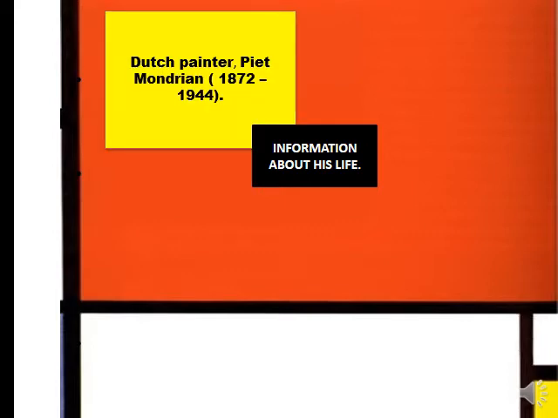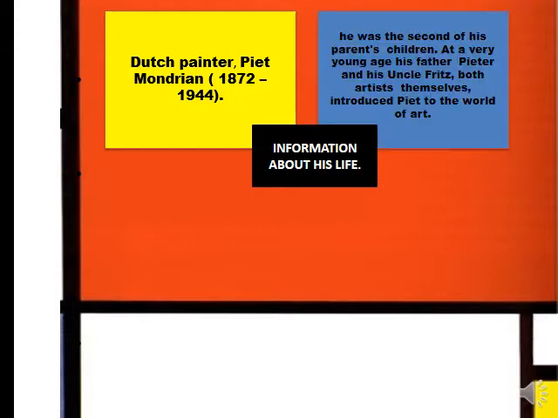First, Piet Mondrian is a Dutch painter. He was born in 1872 and he passed away in 1944. He was the second of his parents' children. At a very young age, his father Peter and his uncle Fritz, both artists themselves, introduced Piet to the world of art.